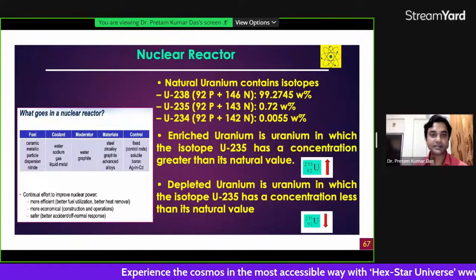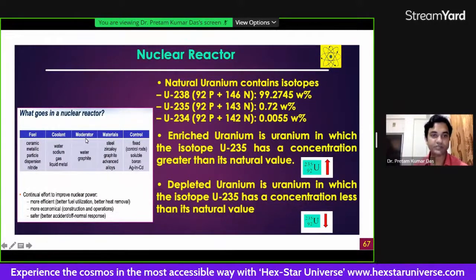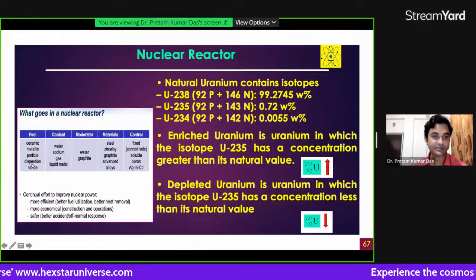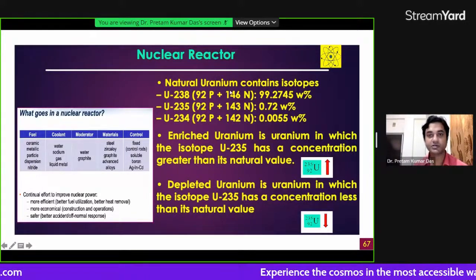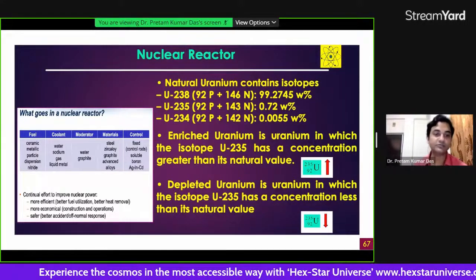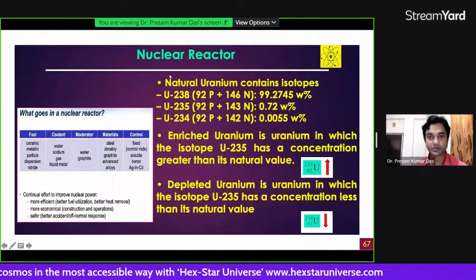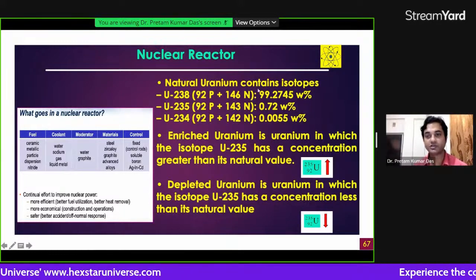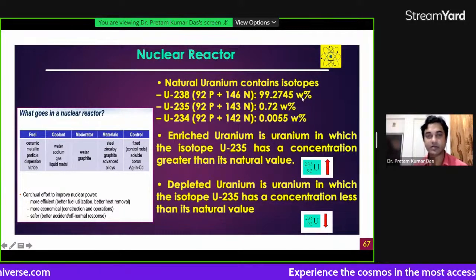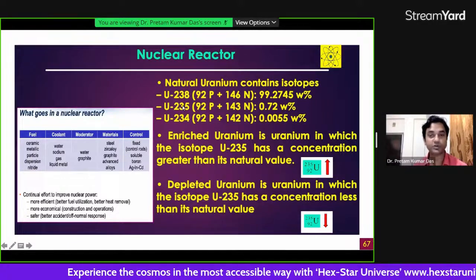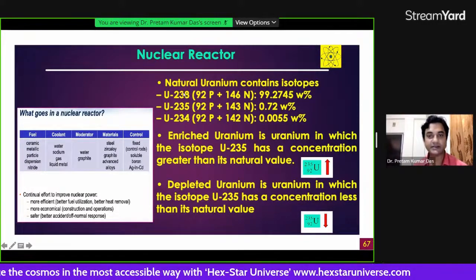Inside the nuclear reactor, there is fuel, coolant, moderator, materials, and control. In fuel, the material can be ceramic, metallic, particle, or dispersion nitride. We can use uranium-235, and in some nuclear reactors, the CANDU type, we can use uranium-238. In natural uranium, almost 99.3% is 238 and just 0.72% is 235. So we have to increase the percentage.